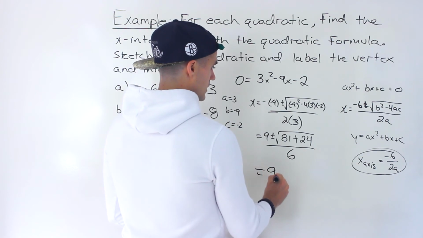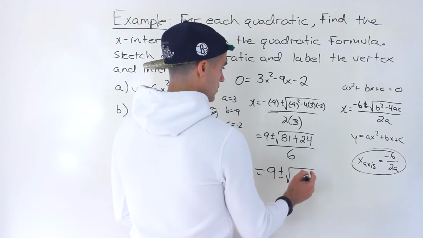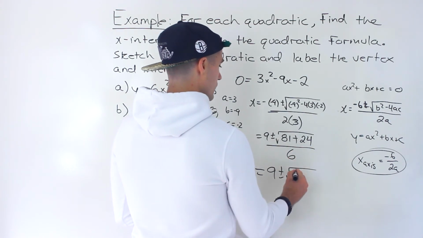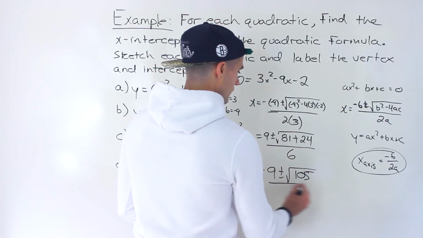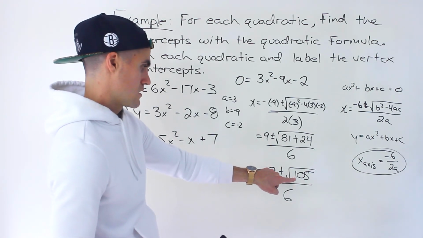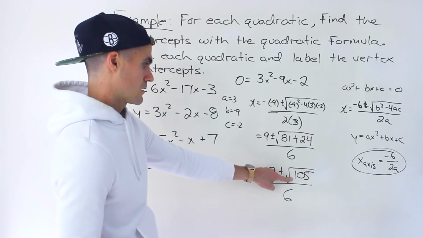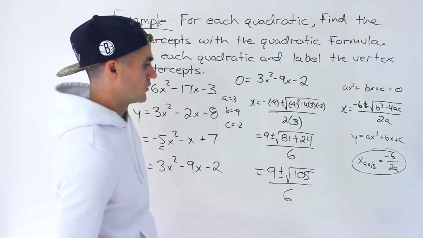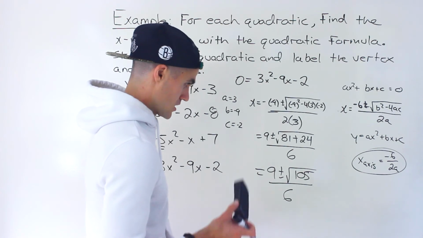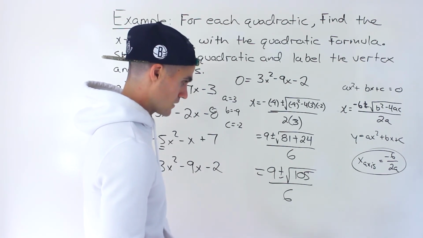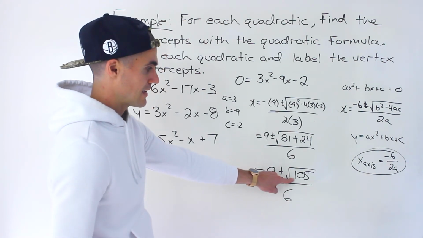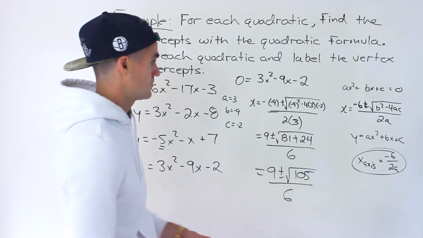So we'd end up with 9 plus or minus 105, and that's going to be over 6. And then this 105, let me think. Yes, it doesn't divide by a rootable number. It won't divide by 4, won't divide by 9, won't divide by 16, won't divide by 25, won't divide by 36, etc. So we can't simplify this radical expression.